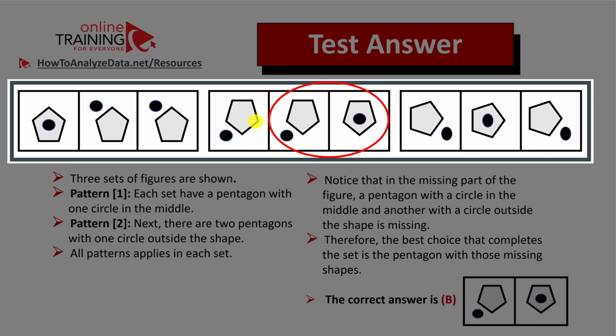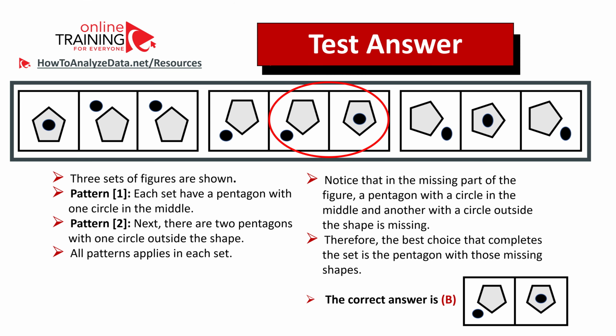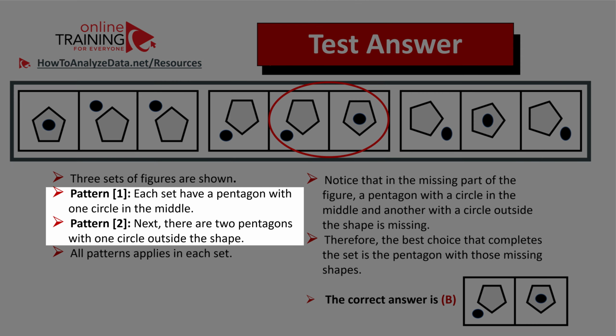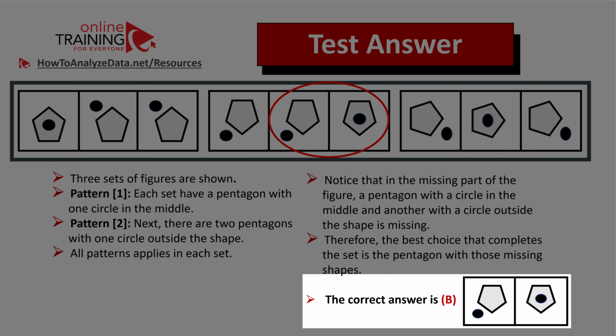So to determine the correct answer, you need to look at the pentagon already present in the question. You see that the pentagon already present has the circle outside of the pentagon, which means that the correct choice would be 2 pentagons, one pentagon with the circle outside and another pentagon with the circle inside. Let's recap. Always look for patterns. There are 2 patterns present in this question. Pattern 1 is the fact that there is always a circle inside the pentagon. And pattern 2 is the fact that there are always 2 shapes with the circle outside of the pentagon. So the correct choice here is choice B.